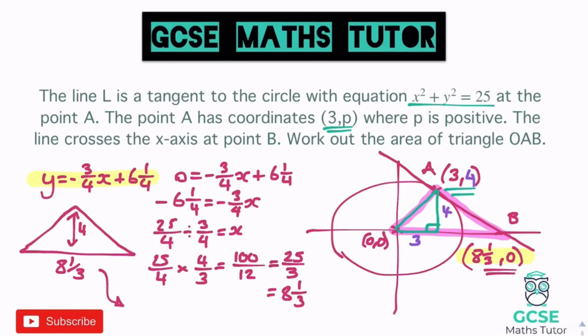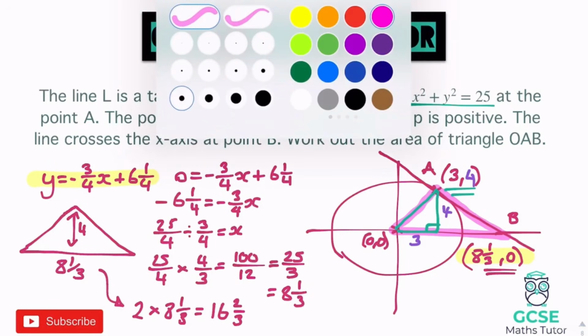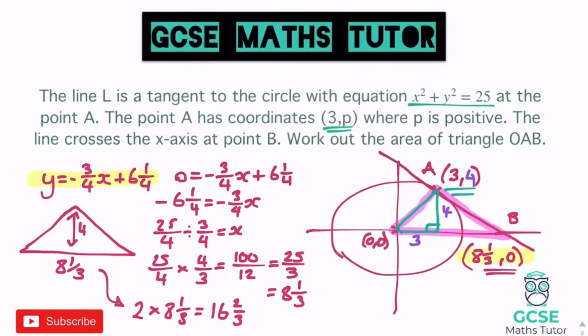Now 4 is easier for me to halve, so let's just go with 2 times 8 1/3 rather than 4 times 8 1/3 and halving it. So 2 times 8 1/3 would give us 16 2/3. There we go, it doesn't give us any units, so we'll just stick with 16 2/3 as our final answer there. Okay, there we go, so 16 2/3.